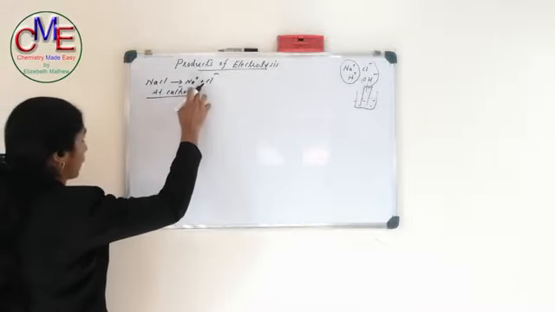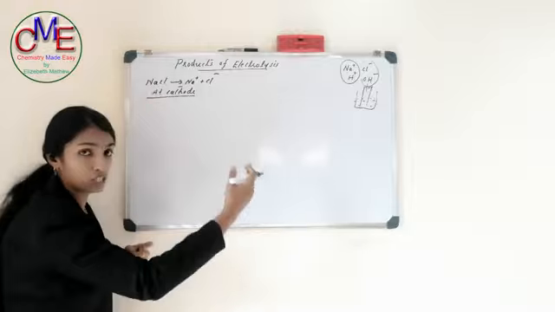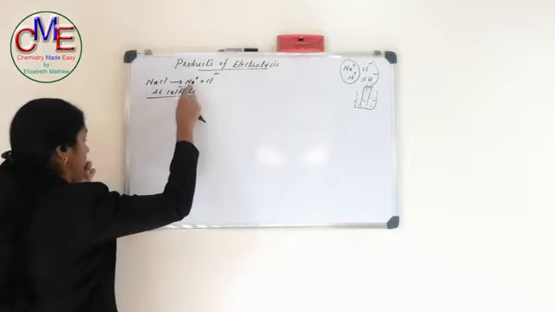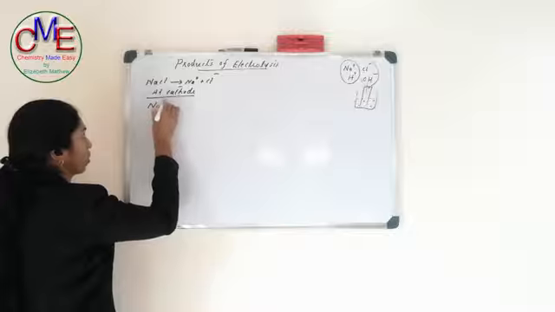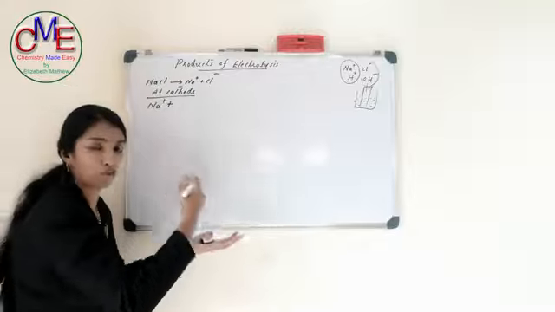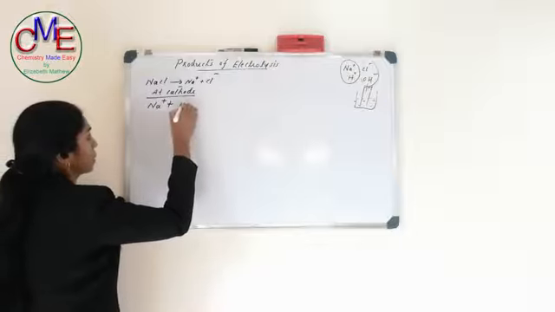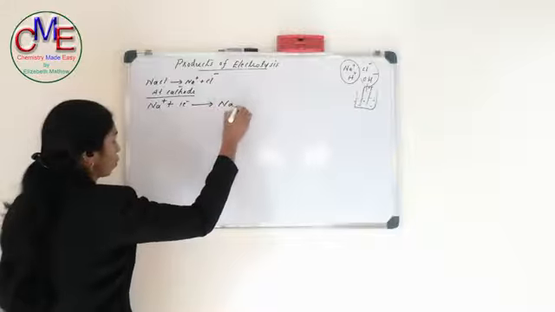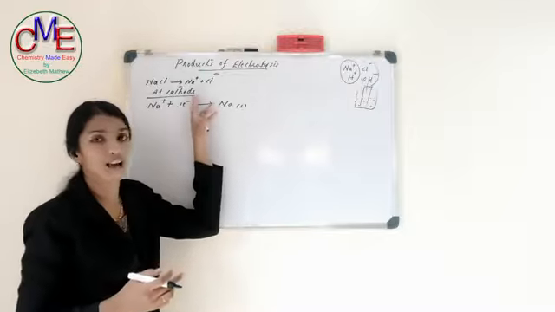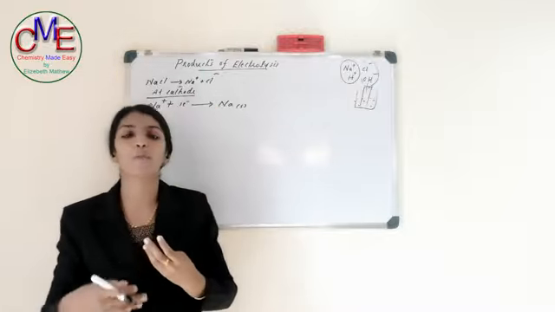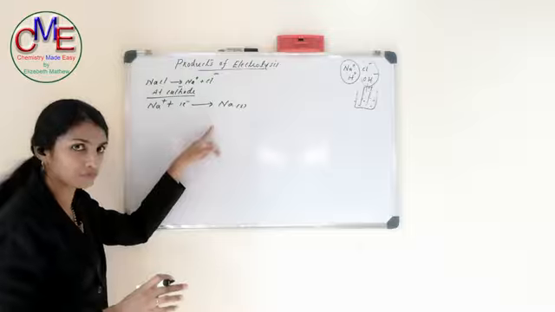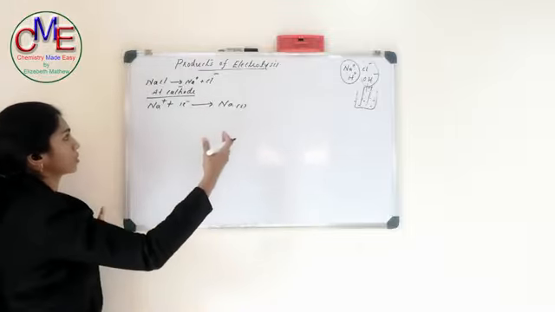So at the cathode, what happens? The cathode is a negatively charged electrode. Positively charged ions are attracted towards the cathode. Here the positively charged ion is Na+. So at the cathode, this Na+ ion gets reduced. Reduction means gain of electron, addition of electron. So Na+ plus 1 electron gives Na. This is sodium metal. This sodium metal is deposited at the cathode. During the electrolysis of molten sodium chloride, where is sodium metal deposited? At the cathode.